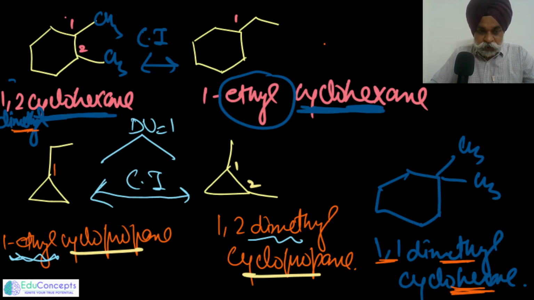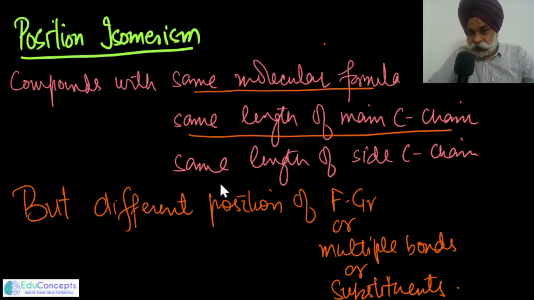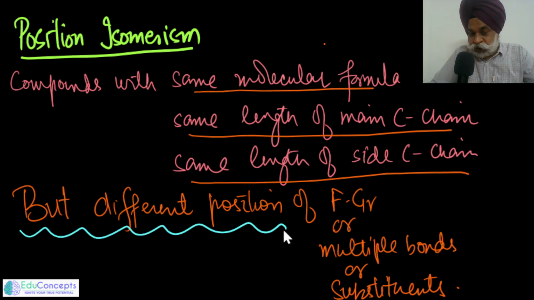Now coming on to the first, let us discuss the position isomer as well. So what do we mean by position isomers? Position isomers of course would have the same molecular formula. Here the length of the carbon chain and the length of the side chain carbon must be the same. The only difference is, because this type of isomerism would come into place when you bring in some functional group or multiple bond, the subsequent position got changed. So they would have different positions of functional group or multiple bonds, where multiple bonds means double or triple bond.